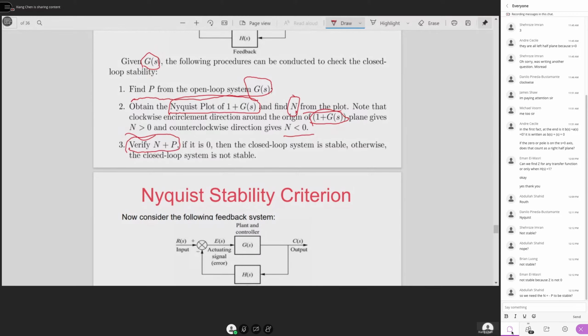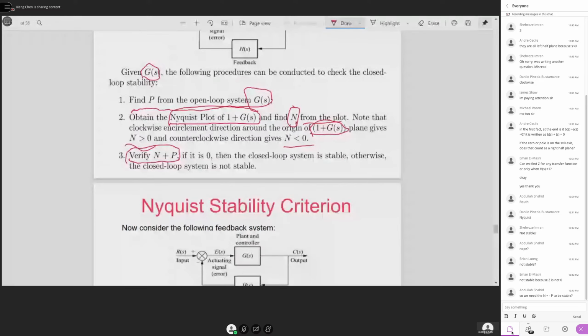This is actually a very straightforward fact. Because P can only be larger than or equal to 0, if you want the closed loop system to be stable, n can only be less than or equal to 0. It cannot be positive. If n is positive and P is not equal to 0, then n plus P is not going to be equal to 0. It's not possible to be 0.